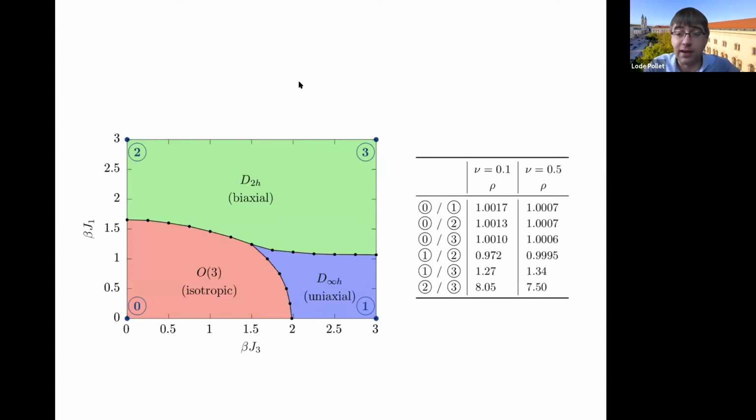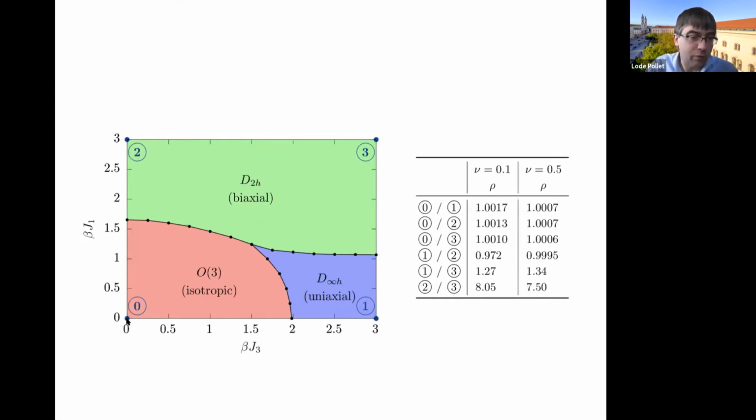So let me give an example of this. This is a tailored model in which we have 3 phases. So we have an isotropic phase with O3 symmetry. We have a uniaxial phase with cylindrical symmetry, and we have a biaxial symmetry D2H. How we generate the data here is not so relevant. This is a tailored model based on gauge theories.